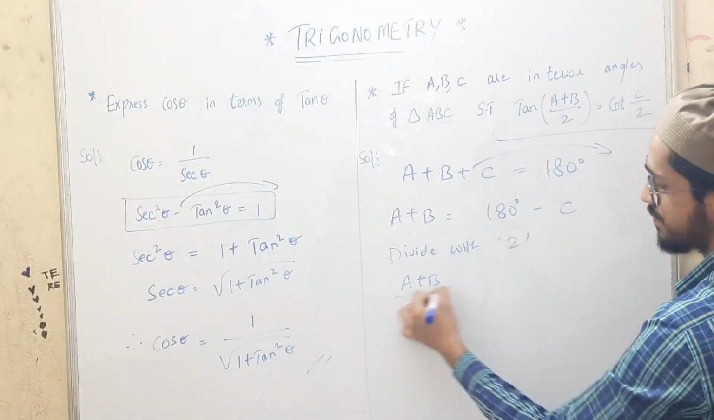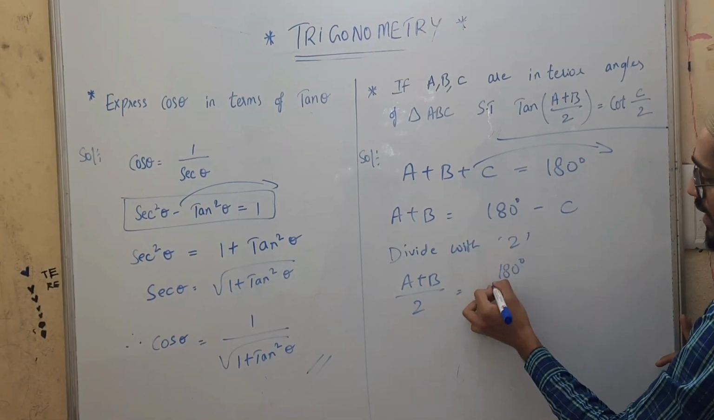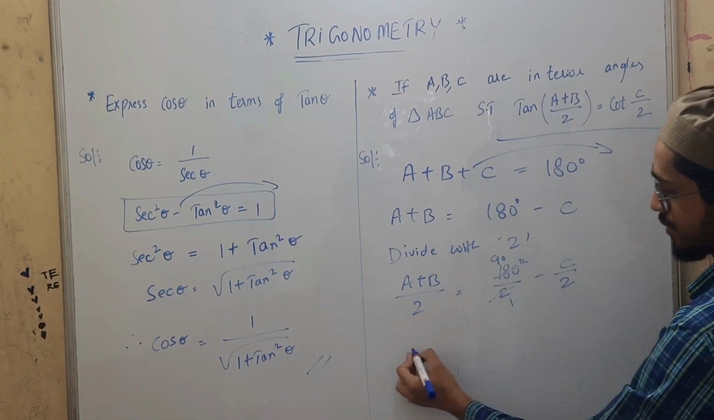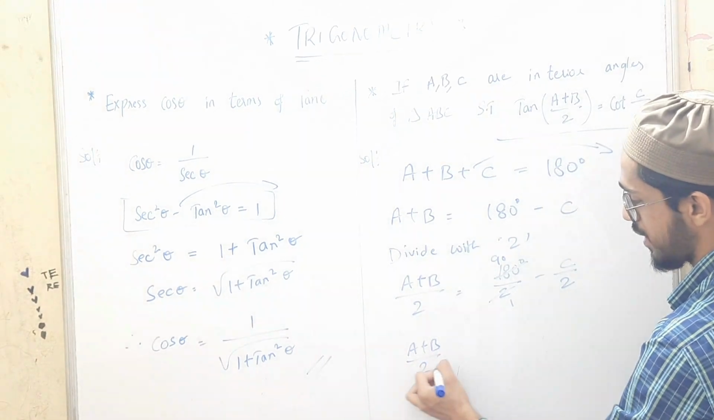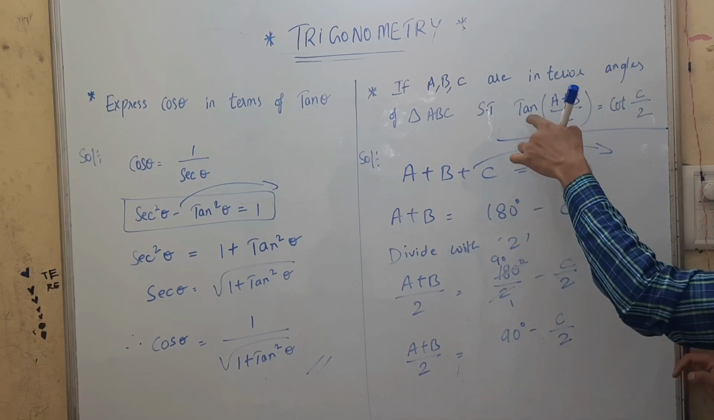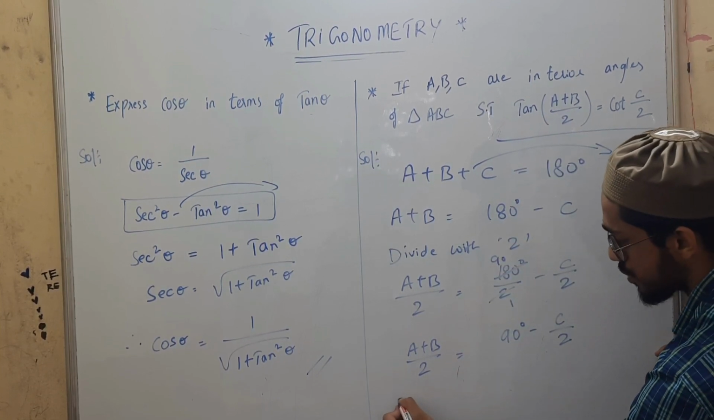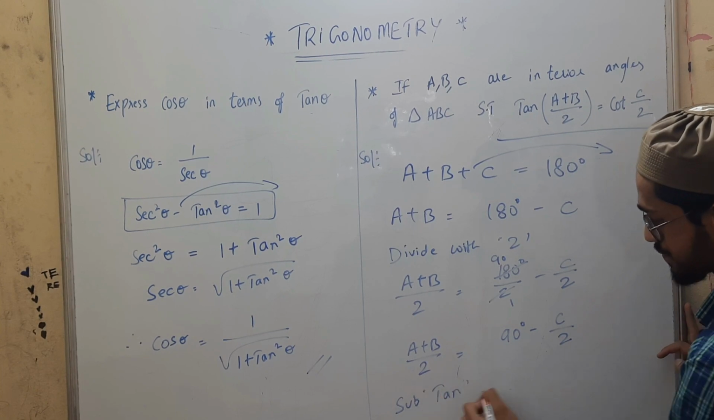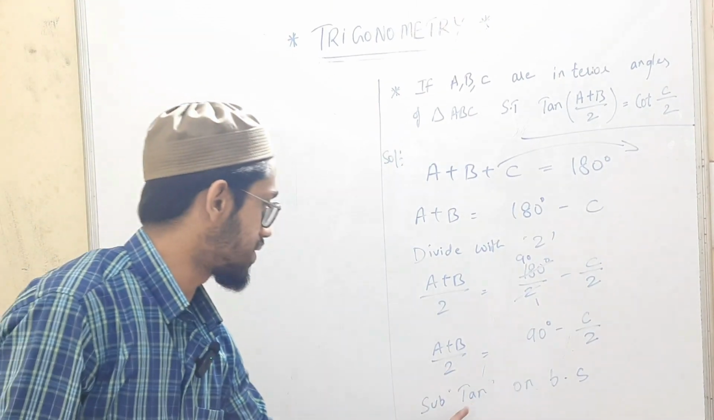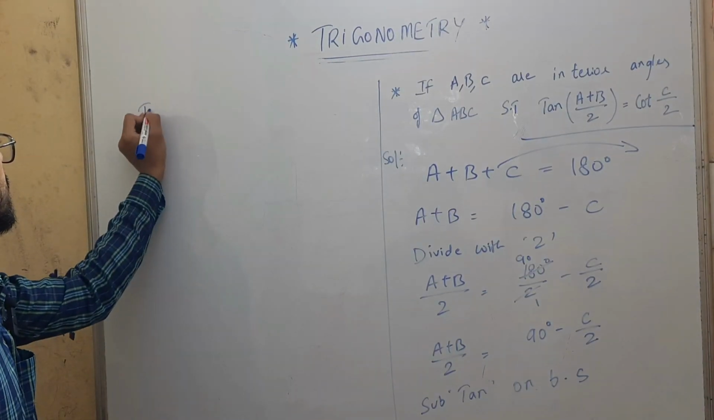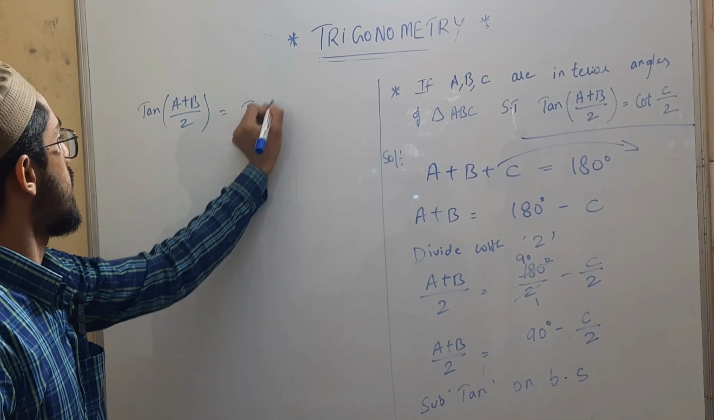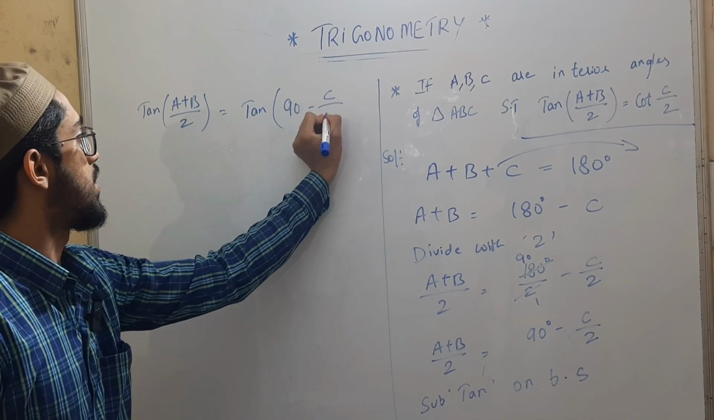What will happen? (A plus B)/2 is equal to 180/2 minus C/2. This will become 90. So what is coming here? (A plus B)/2 is equal to 90 minus C/2. Now you have tan here, so take tan on both sides. So this will be tan (A plus B)/2 is equal to tan (90 minus C/2).